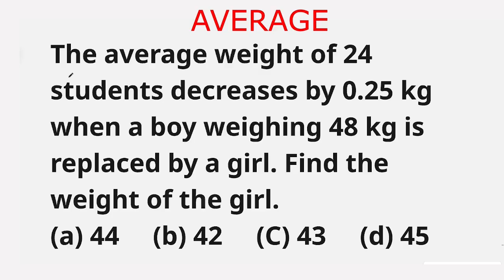Our question is, the average weight of 24 students decreases by 0.25 kg when a boy weighing 48 kg is replaced by a girl. Find the weight of the girl. The given options are option A 44, option B 42, option C 43, option D 45.